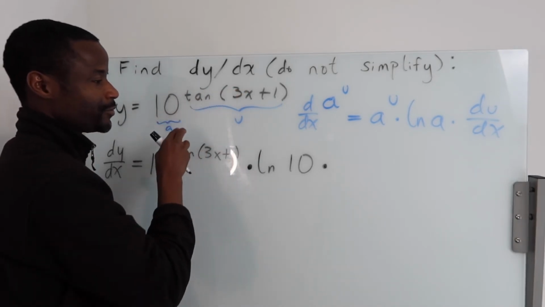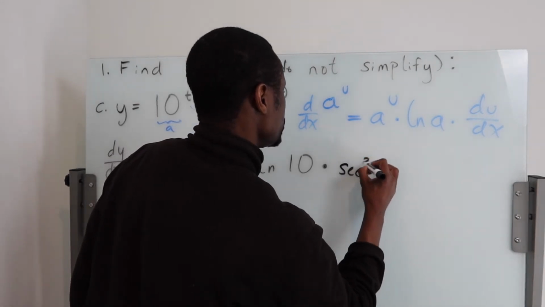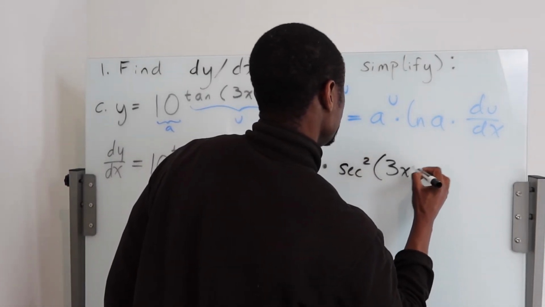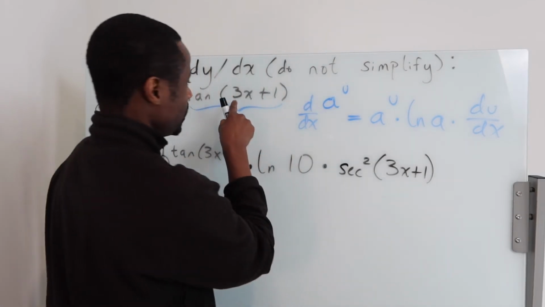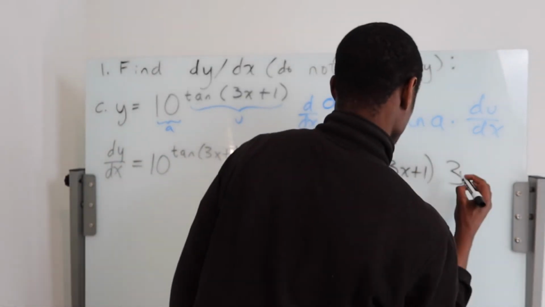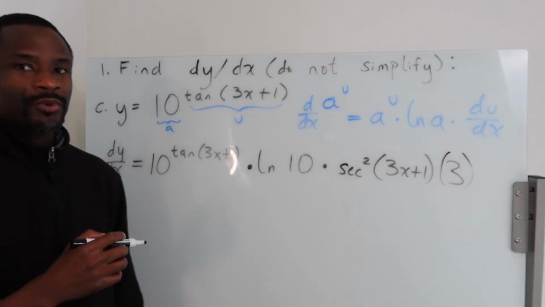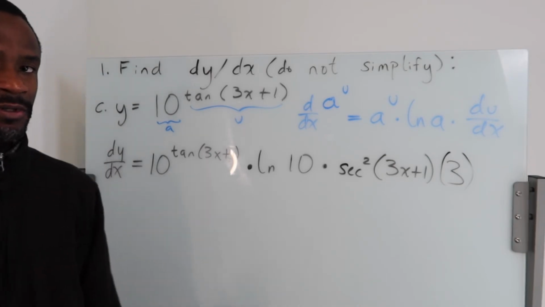Tangent has a derivative of secant squared. So secant squared of 3x plus 1 times the derivative of this. What's that? That's 3. With respect to x, the derivative of 3x plus 1 is 3, and we're told not to simplify, so we are done. We can't take it any further than that.